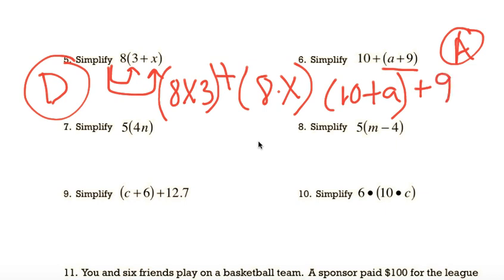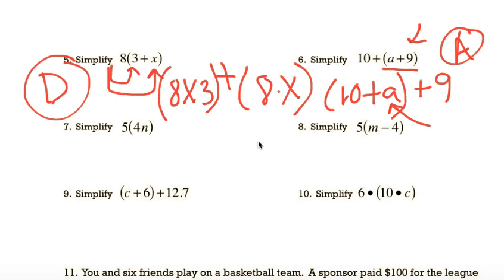We should still get the same answer if I plug in 1 for A. 1 plus 9 on the top will give me 10, and then 10 plus 10 is 20. If I put 1 on this problem, 10 plus 1 is 11, and 11 plus 9 is 20.